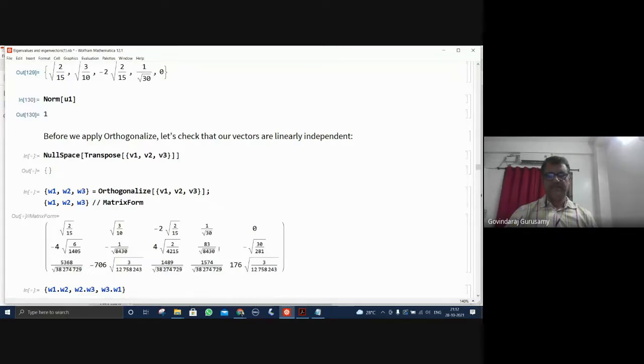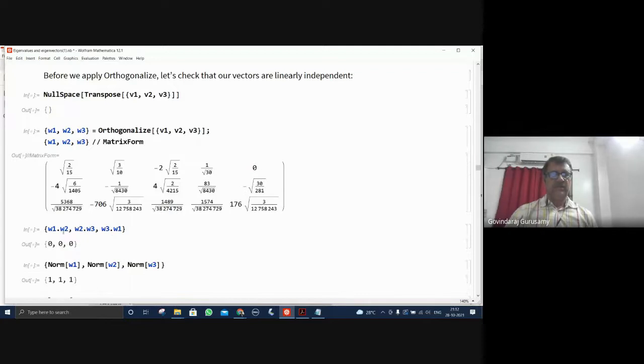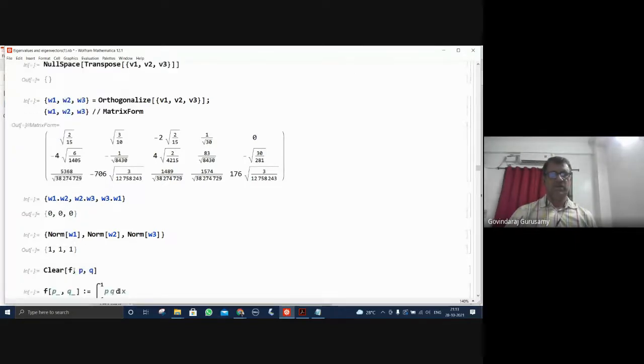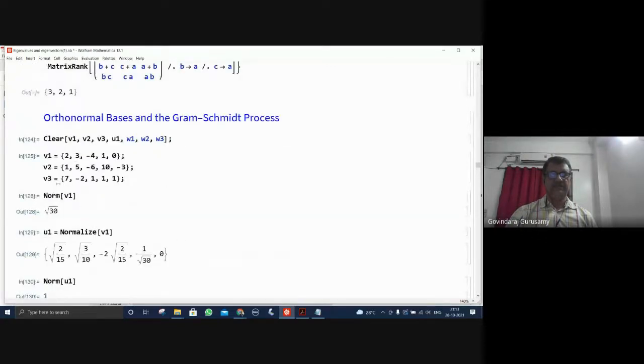These are the numbers which we are getting. W1 dot W1 gives 1. W1 dot W2, W2 dot W3, W3 dot W1 goes to 0. This is orthogonal. These vectors are orthogonal now. And normalization is 1, 1, 1. They are normalized. So this is an important concept which you should remember.